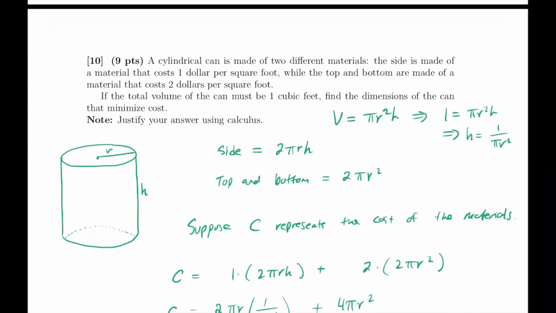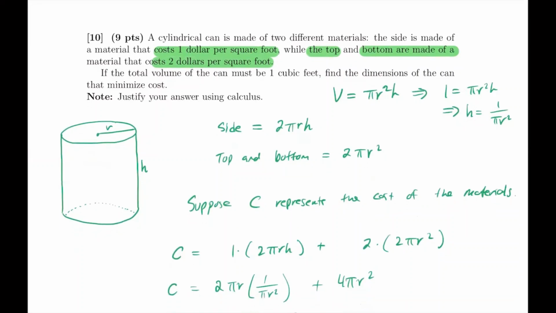This one is similar to the one we did in class, but it has one extra piece of information, which is how much the sides will cost you. So I'm just gonna run through my own solution, but let me know if you have any questions. So you're constructing this cylindrical can made out of two different materials. The sides will cost you $1 per square foot, and the top and the bottom will cost you $2 per square foot. So you want to find the dimension of the can that will minimize the cost.